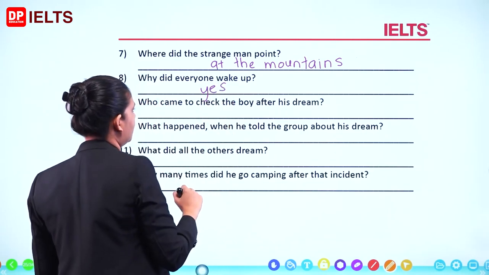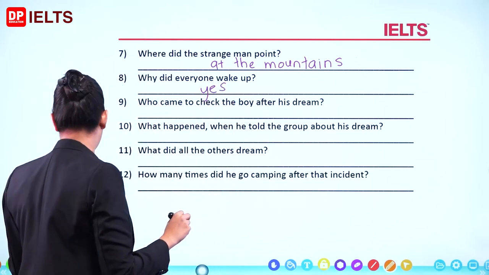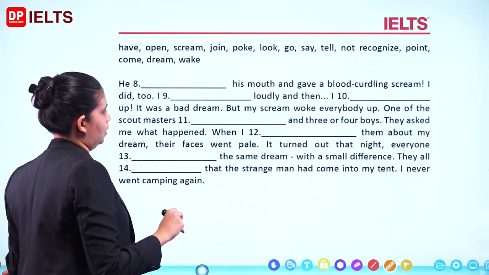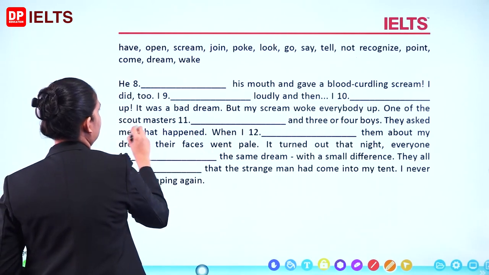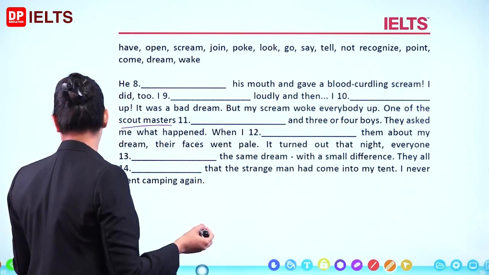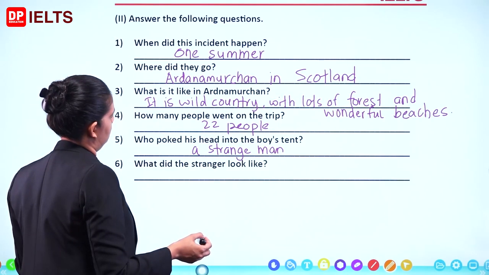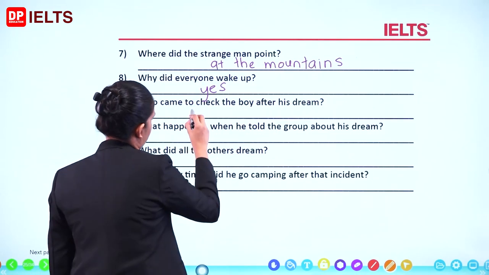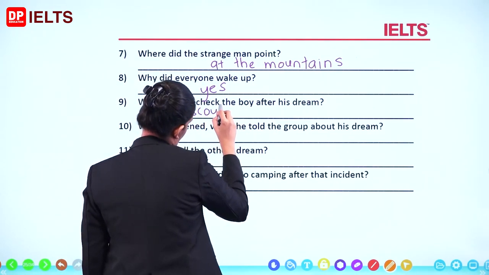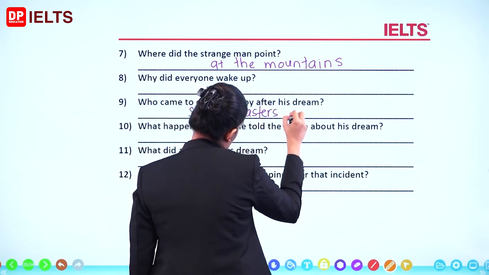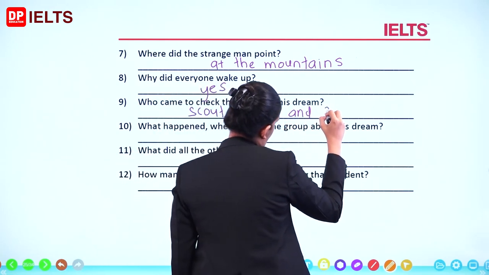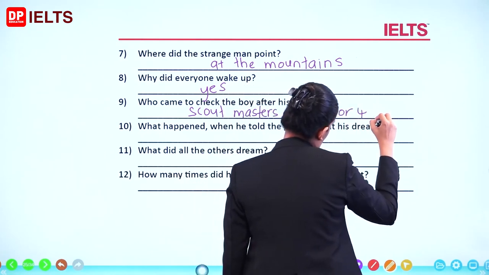Who came to check the boy after his dream? Scoutmasters. And three or four boys. Okay, scoutmasters, and three or four boys.